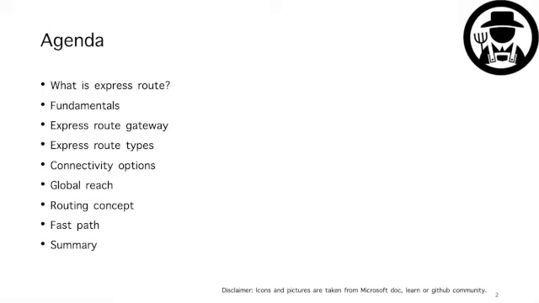Then we're going to talk about routing concepts, which will help you understand how you can configure it and what are the options in terms of routing for ExpressRoute. We'll also talk a little bit about FastPath, as the name signifies. It lets you go a little bit faster in terms of the destination you want to reach in Azure. And then at the end, we will summarize.